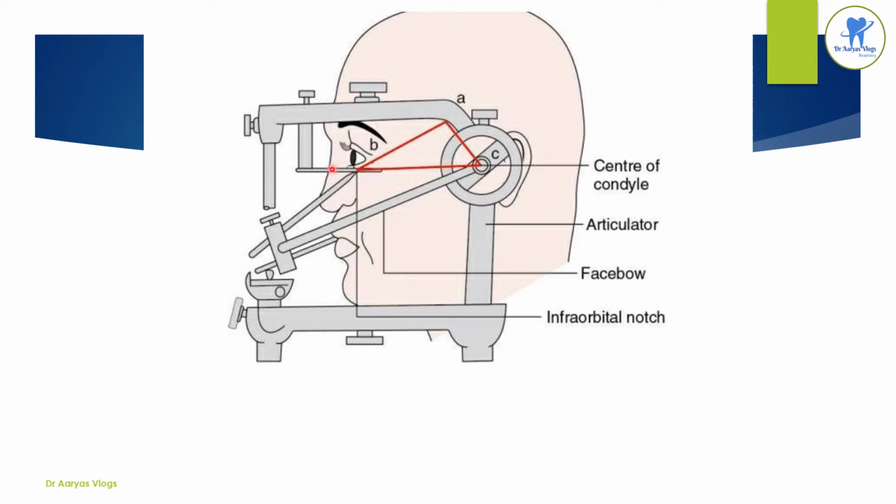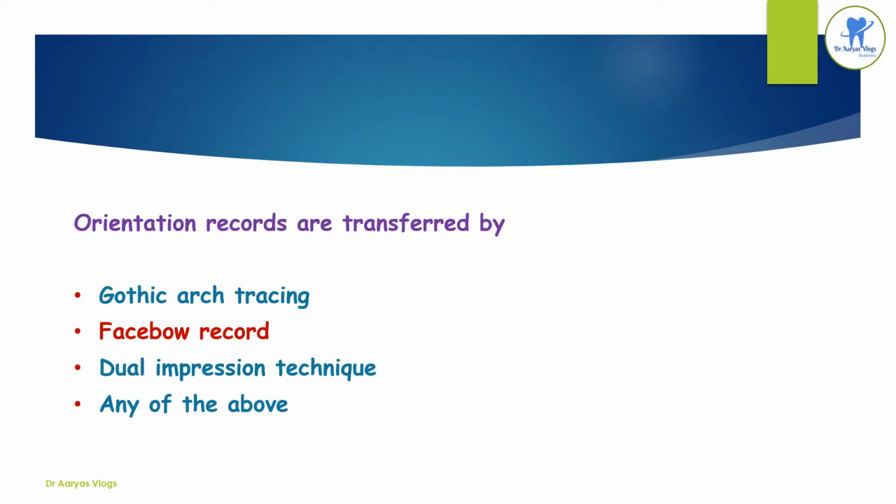Once the maxilla is oriented, the mandible is oriented with the maxilla using the centric and eccentric records. This is the face bow. Here is the articulator, and this is the infraorbital notch, and this is the center of the condyle. So the instrument used to record the center of condylar rotation along with the third reference point, thereby forming a plane to record the orientation relationship of the maxilla to the cranium, is the face bow. So what is the answer? The orientation records are transferred by the face bow record.